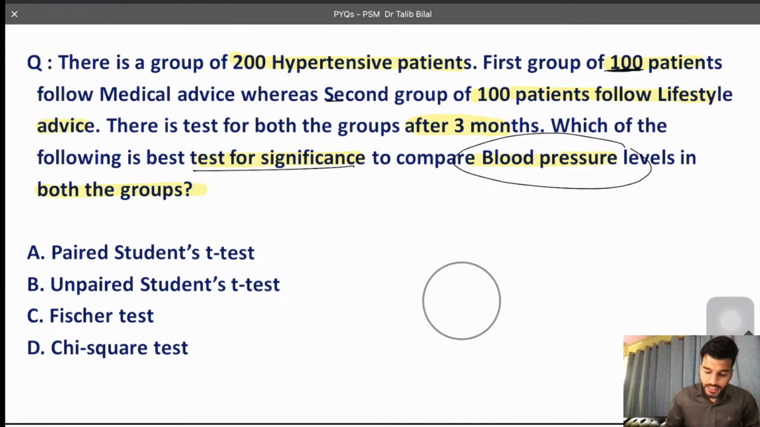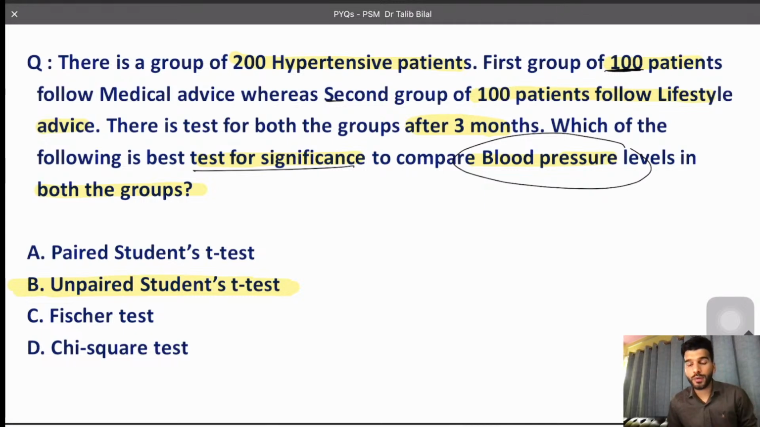You have quantitative data. You have two different groups. One is following medical advice, another is following a lifestyle change. So which type of test will be done? Yes, it will be unpaired student t-test.